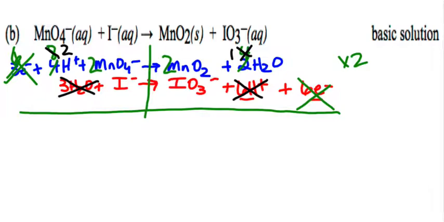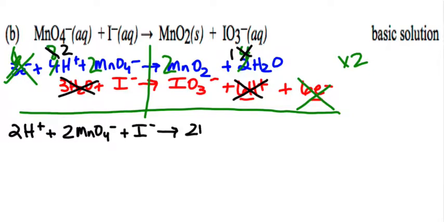Okay, so our final answer, we have 2 H pluses plus 2 MnO4 minuses. My question to you, is this really our final answer? What's wrong with it? It's basic. It's a basic problem. I'm glad you get it. Okay, so we have to make this basic.